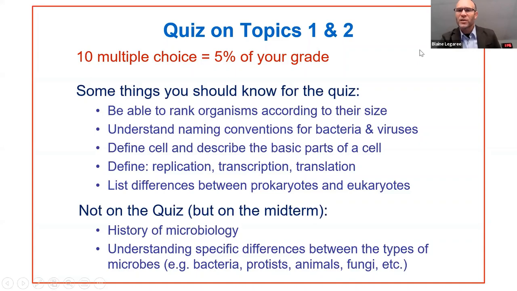A couple of questions here. It says, are prokaryotes not alive either? No, prokaryotes are considered alive. They fulfill all the requirements for life. They metabolize, they grow, they do all sorts of things like that. It says, what are we ranking them as? Ranking them by size. Last week we made a table and talked about the basic size of things. So viruses are much smaller than bacteria. Bacteria are much smaller than protists, and so on.